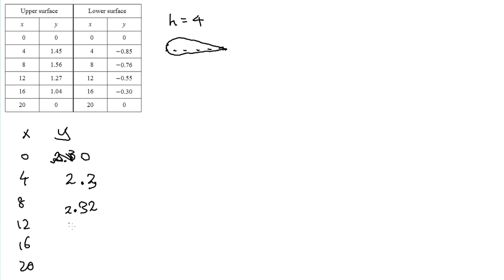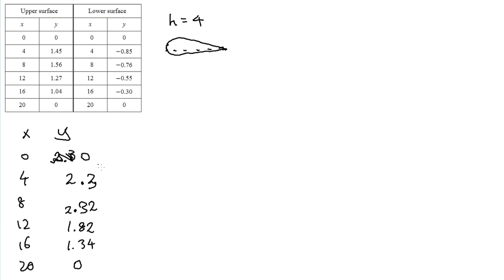Then we have 1.27 subtract negative 0.55, which is 1.82. And for x equals 16, we have 1.34, and lastly we have x equals 20, y equals 0.